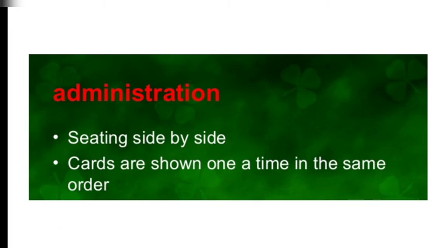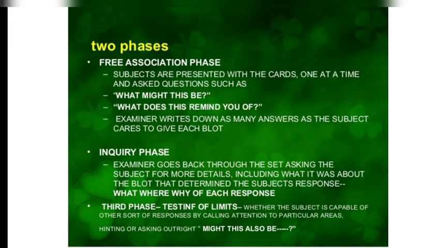So how is this administered? Sitting side by side. The examiner and examinee would sit side by side, and each card is shown one at a time in the same order. So the first card would be given, then second, then third. There are two phases of this test. First is the free association phase and second is the inquiry phase.